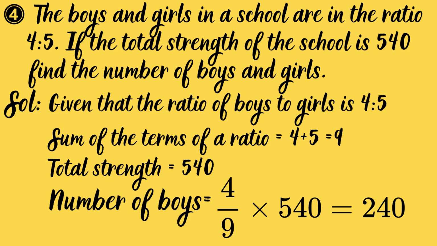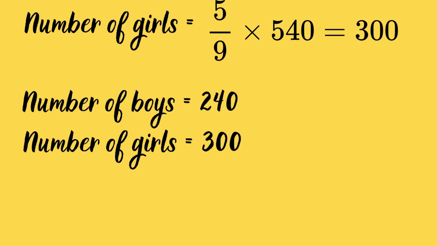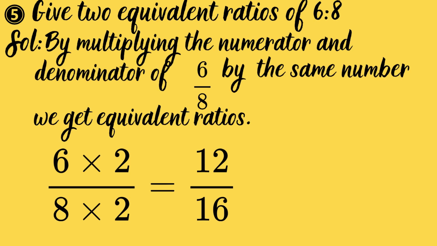Total strength is given as 540. Therefore, the number of boys is 4 by 9 into 540, that is 240. Similarly, the number of girls is 5 by 9 into 540, that is 300. Therefore, the number of boys is 240 and the number of girls is 300.